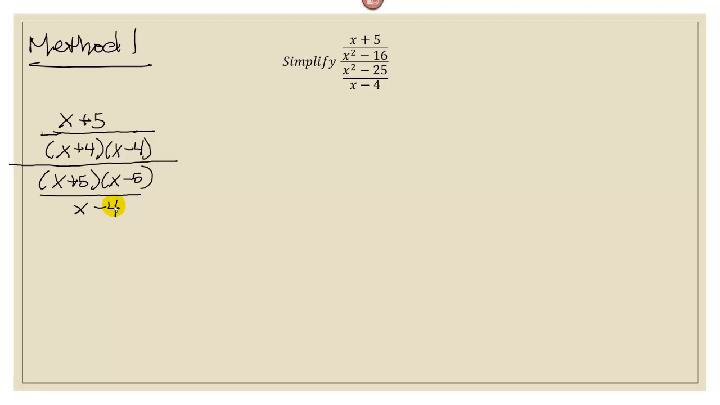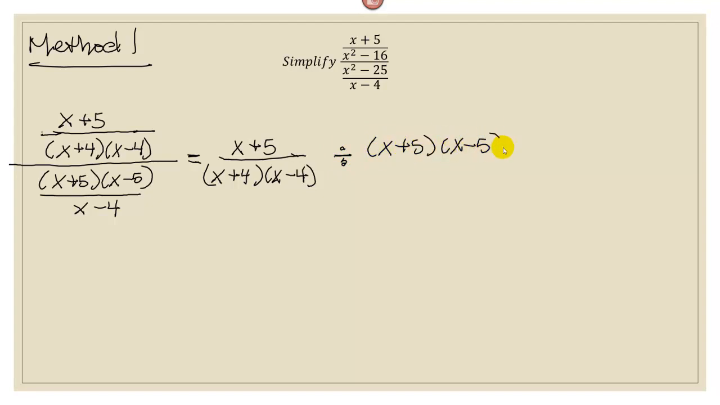Okay, since I'm using method 1 and I already have a single fraction over another single fraction, I can treat this like a division. Honestly, normally I skip this step. I just do it in my head, thinking this is division. But I recommend for your first few times you actually write out this step. So in other words, this top, the x plus 5 over x plus 4 times x minus 4, is being divided by everything in the bottom. And everything in the bottom is just x plus 5 times x minus 5 over x minus 4.